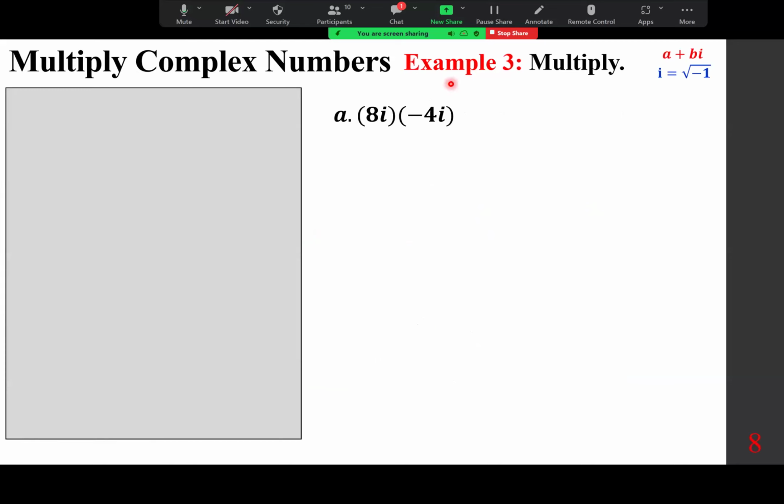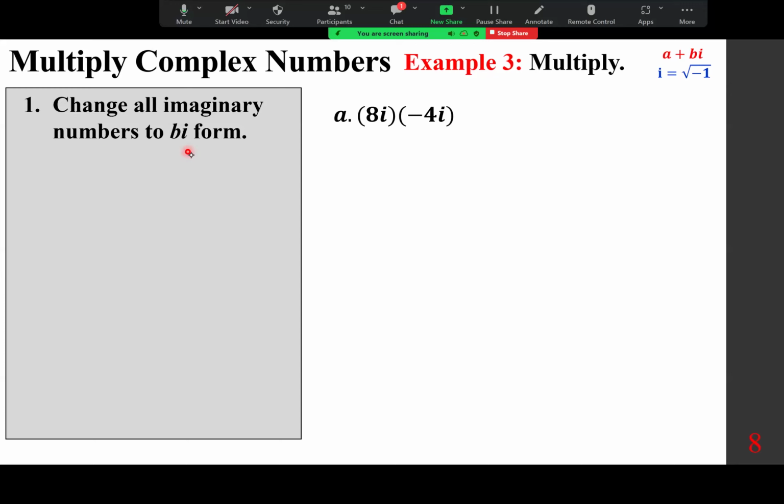Multiply complex numbers. And here's example 3. Remember, a plus bi is the standard form. i equals square root of minus 1. And we want to multiply 8i by minus 4i. And so here's the process.